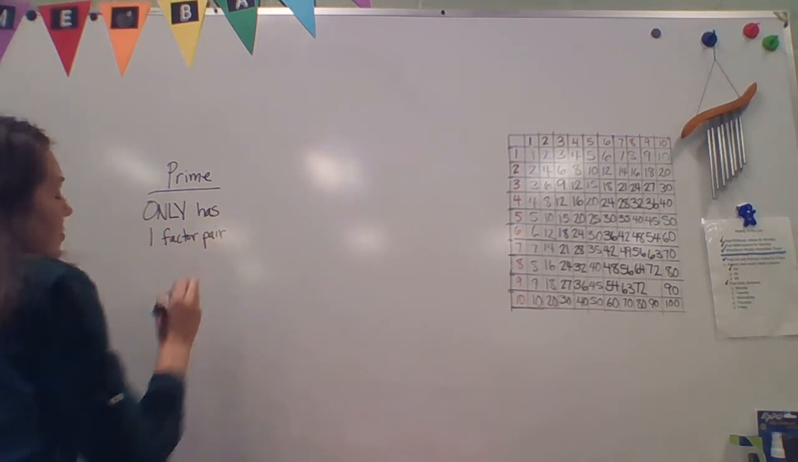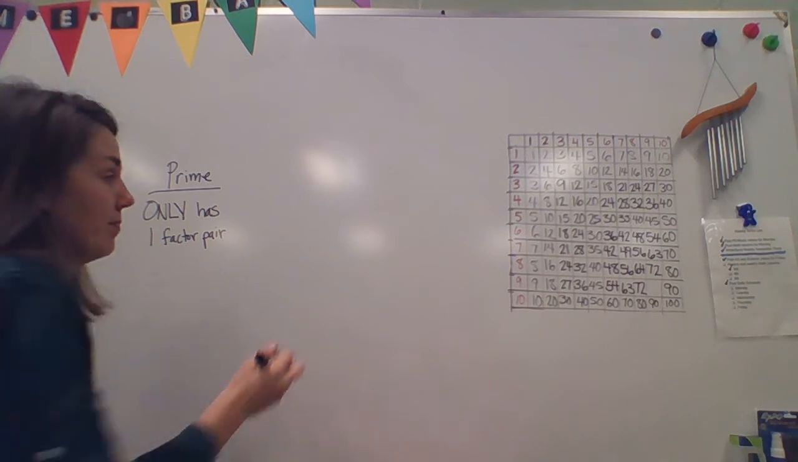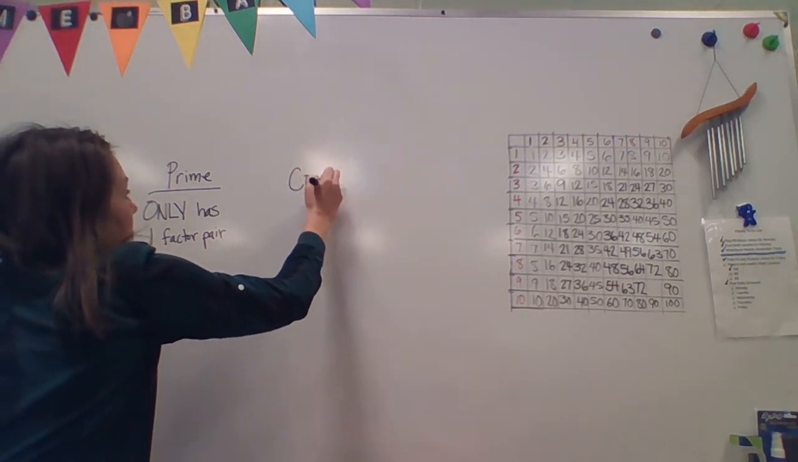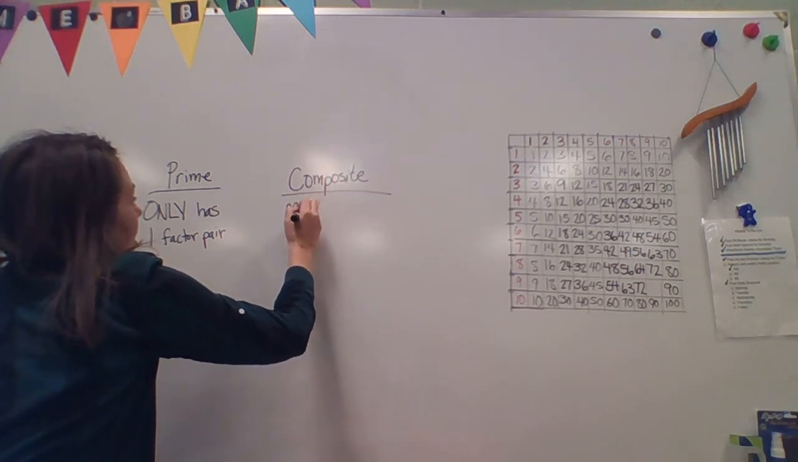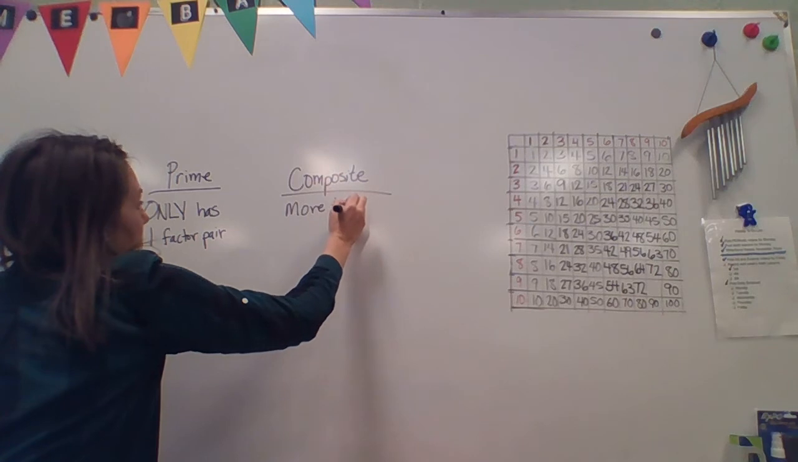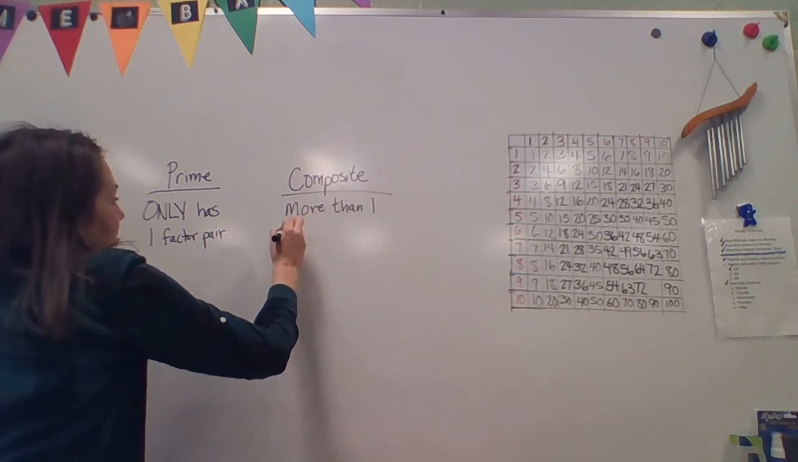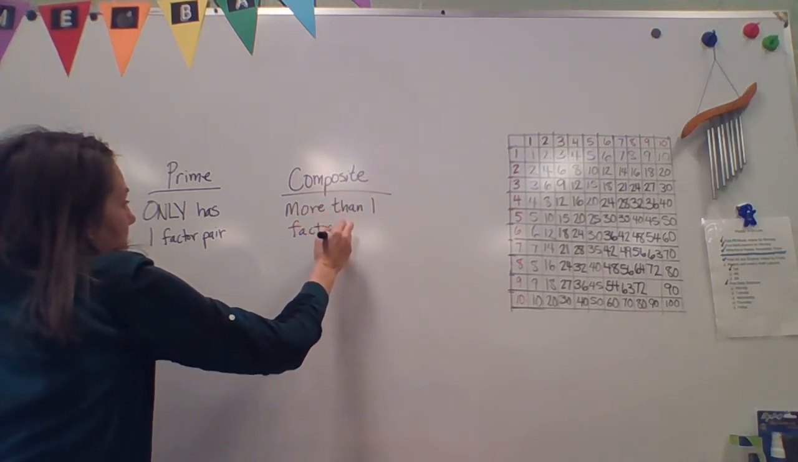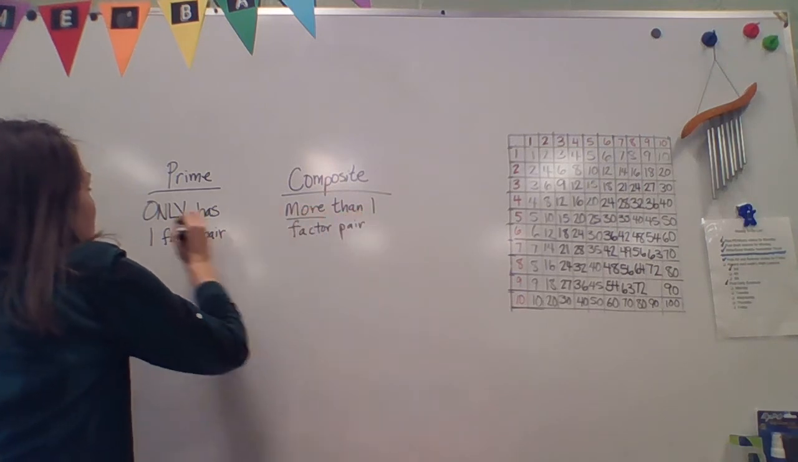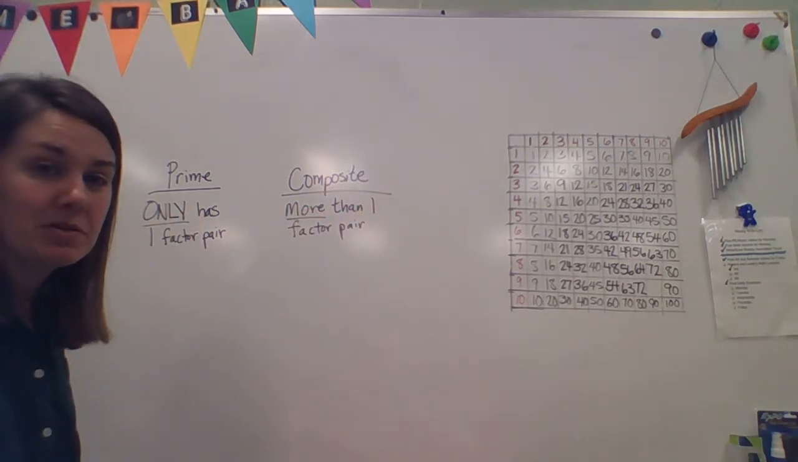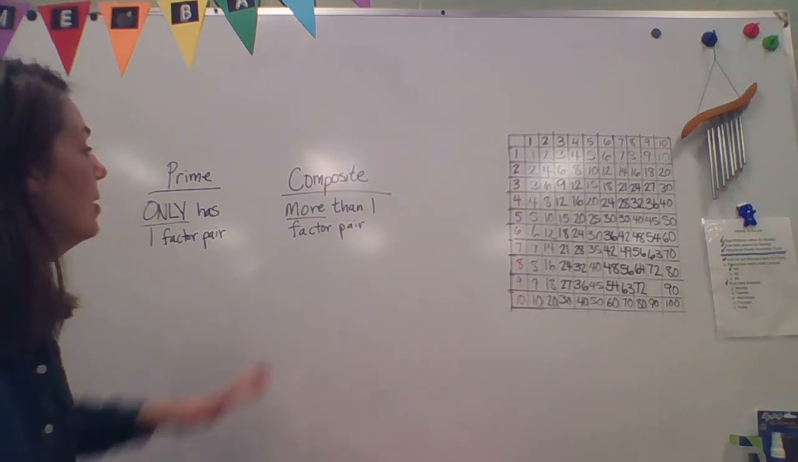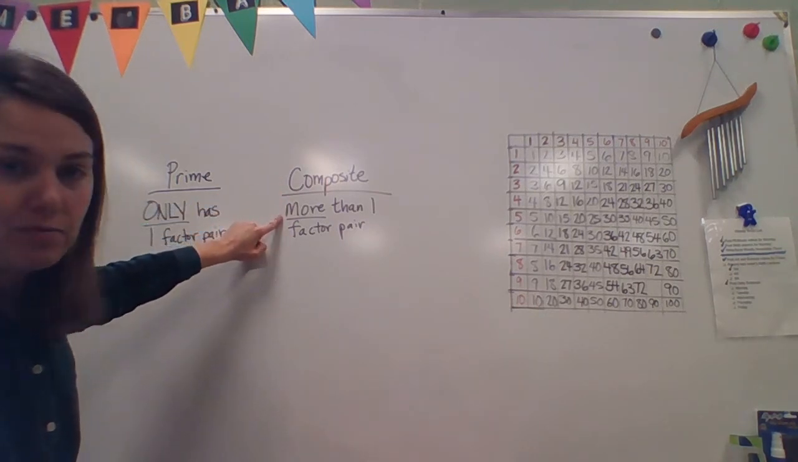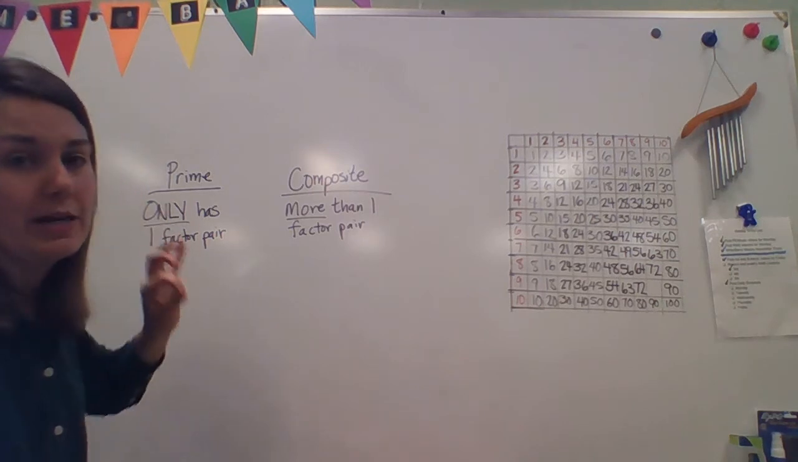And that factor pair is going to be 1 and the number itself. Composite means it has more than one factor pair. Okay, so it might only have 2 factor pairs, but that's still more than 1. It might have 6 factor pairs. There's some numbers that have a lot of factor pairs. But a composite number has more than 1 factor pair, whereas a prime number only has 1 factor pair.